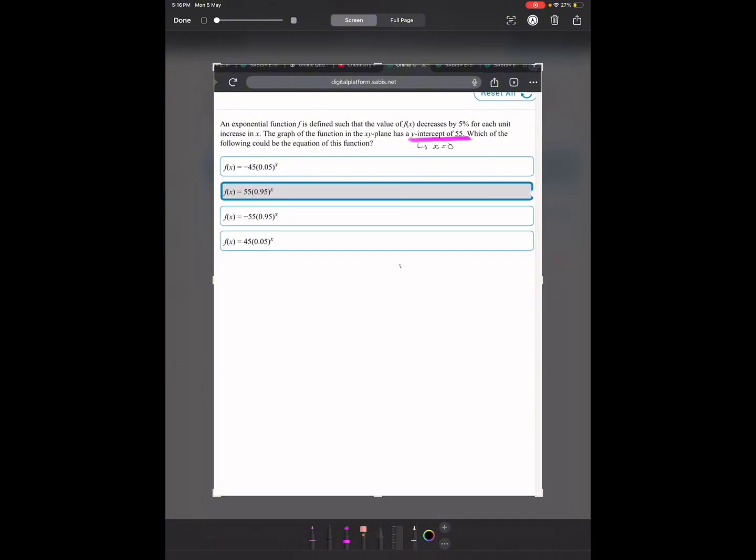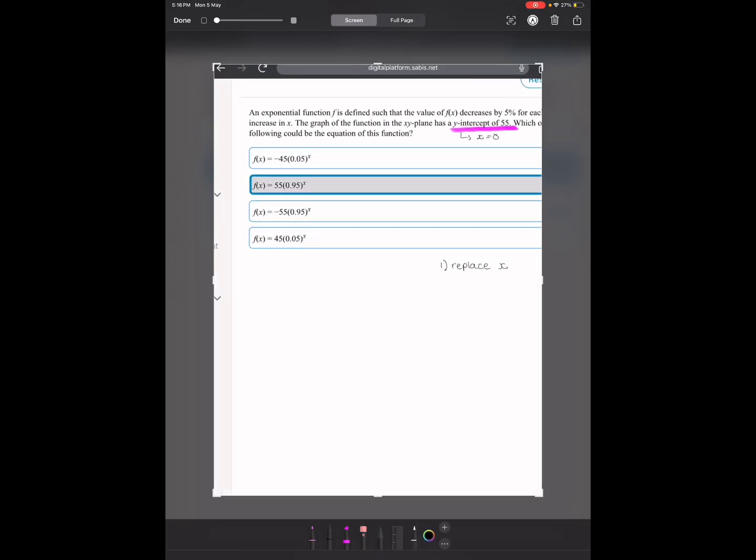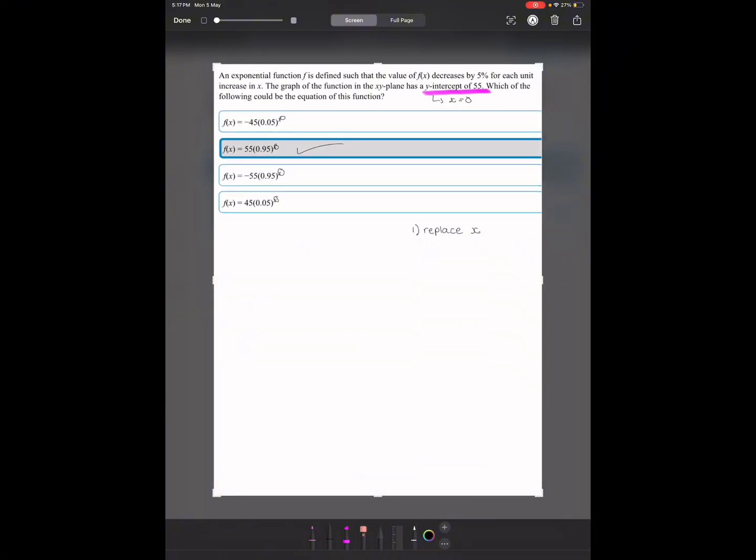So first thing you have to do is replace x. You're going to replace x with 0 because they said y-intercept in each and every one. Here 0, here 0, here 0, here 0. You're only going to get 55 for one of them, which is this one. That's your first clue.